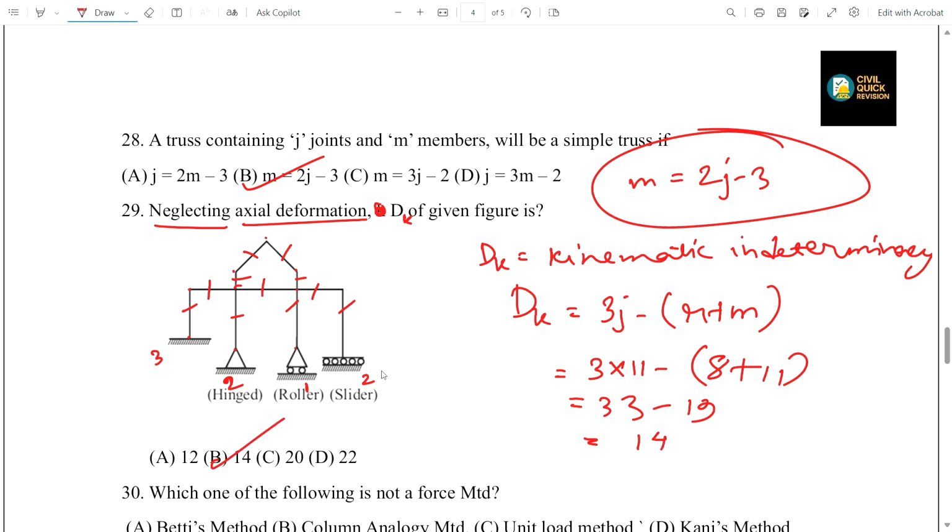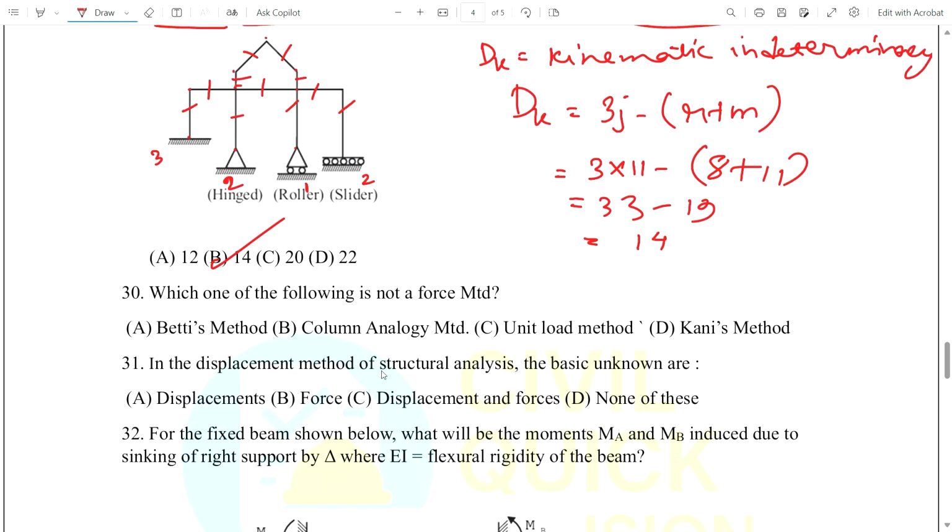Okay, now question number 30. Which one of the following is not a force method? Here you can see Betty's method, column analogy method, unit load method, or Kani's method. Which one is not a force method? You remember this, Kani's method is not a force method.